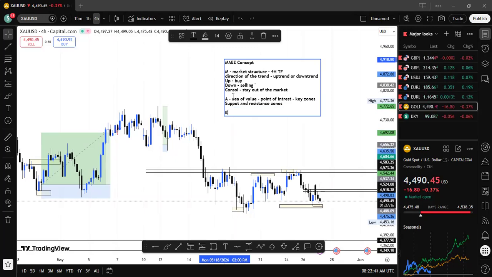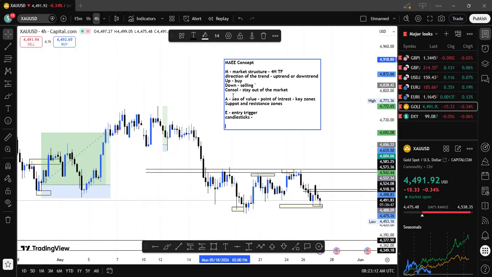Then the E will be what? The entry trigger. Now it answers the question, what will make me buy or sell? And I use the candlesticks. A full video of this particular strategy is on my channel. You can look at it. I'll add it to the description, all right, of this video so that you can just follow to watch a full breakdown of each of these steps, all right? And I use candlesticks to confirm my entry trigger.